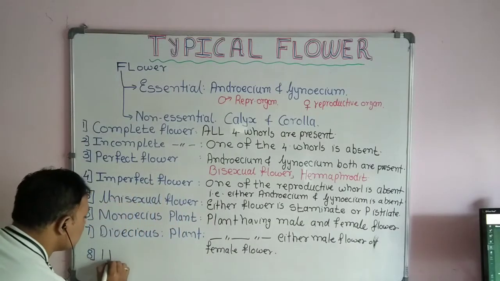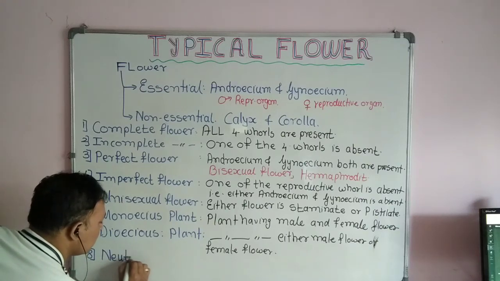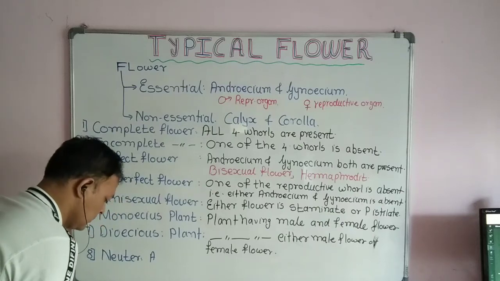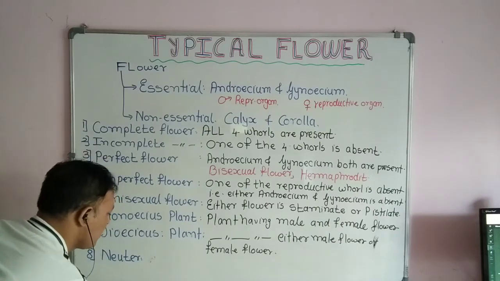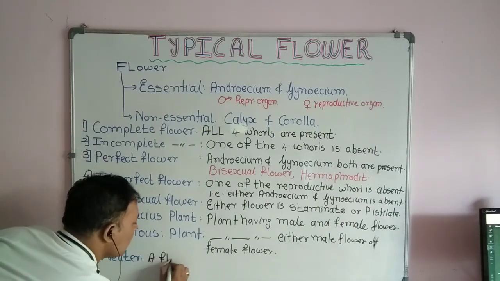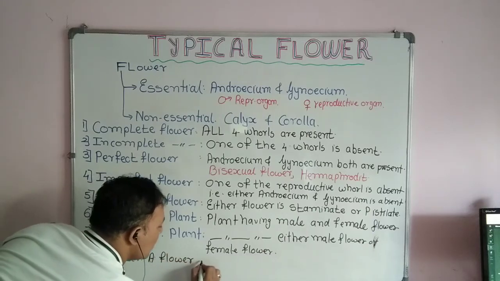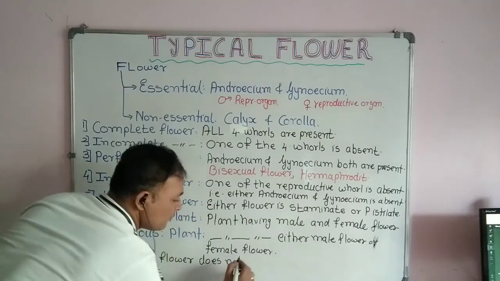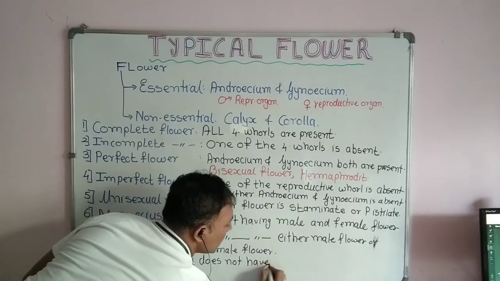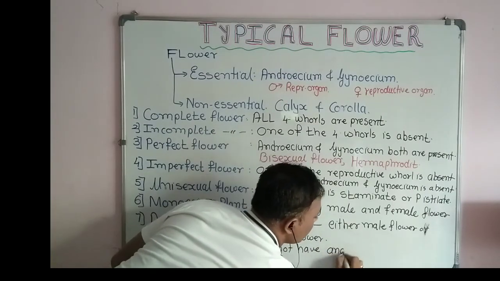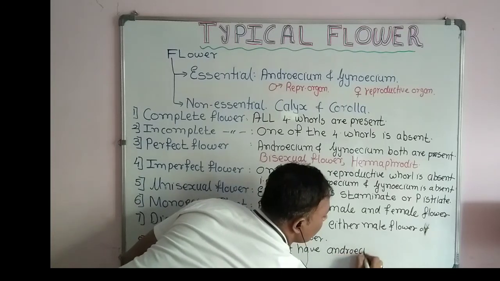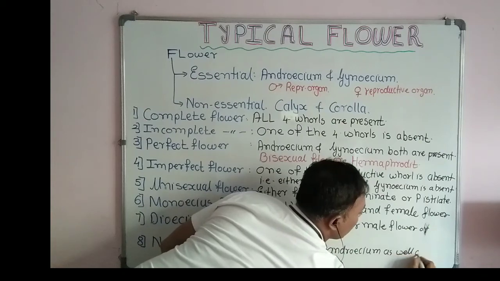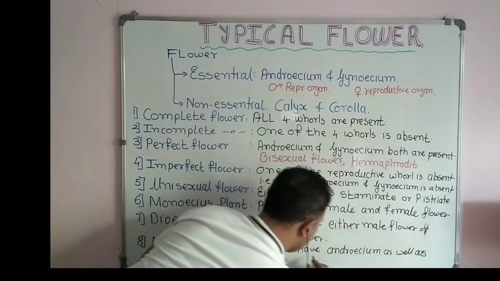The last one is neuter. A flower, okay, a flower that does not have androecium as well as gynoecium.